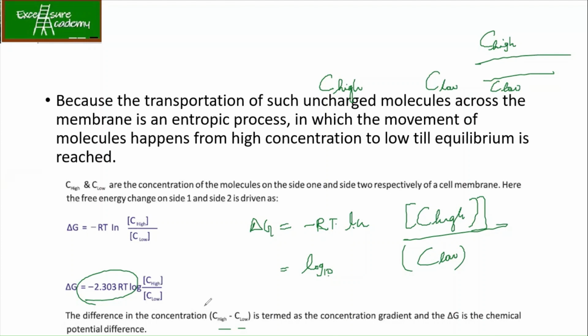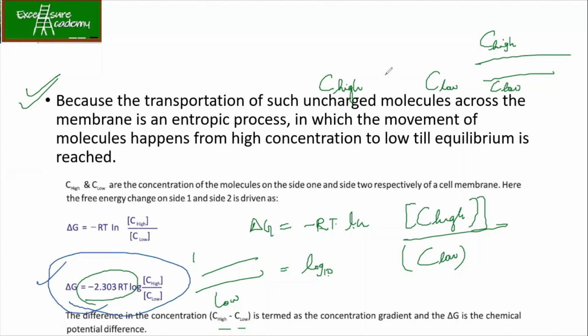If I say the membrane has high concentration here and low here, then the energy which the membrane possesses is known as the chemical potential difference. Is this slide clear to everyone? Any doubt which you want me to clarify? Tanvi, is it clear? Yes, ma'am. Okay, good. So what you have to remember here is this formula.